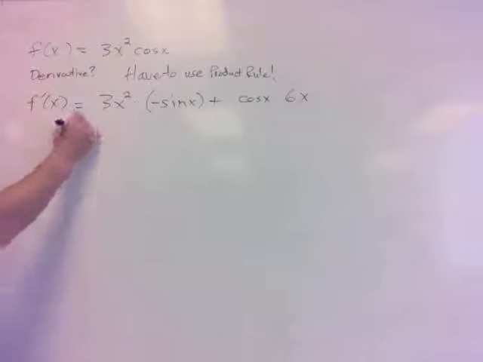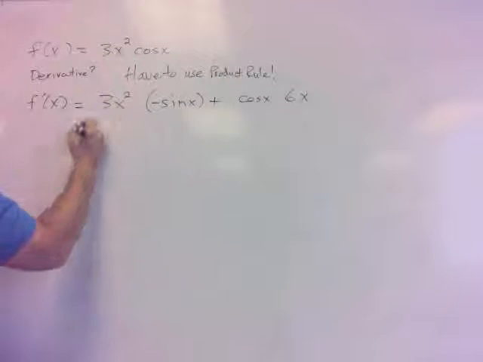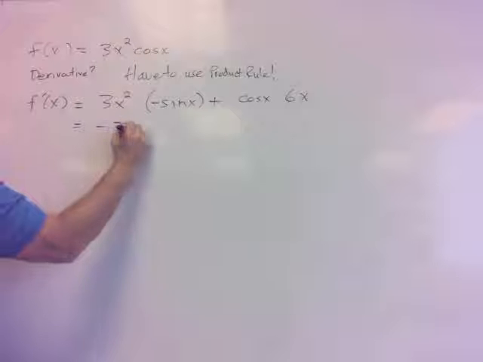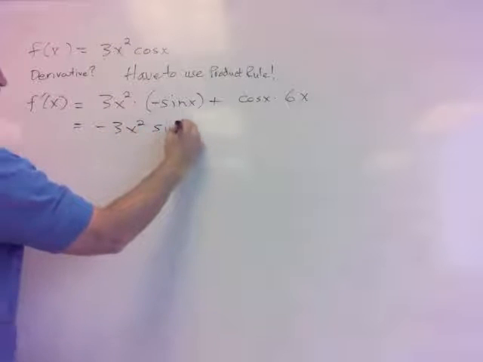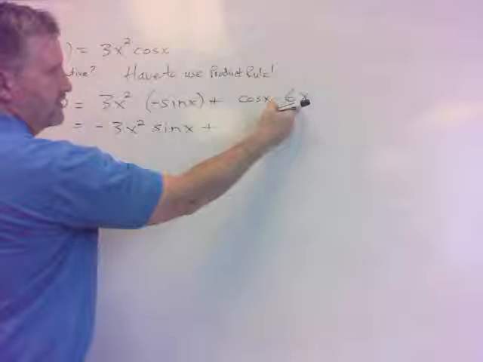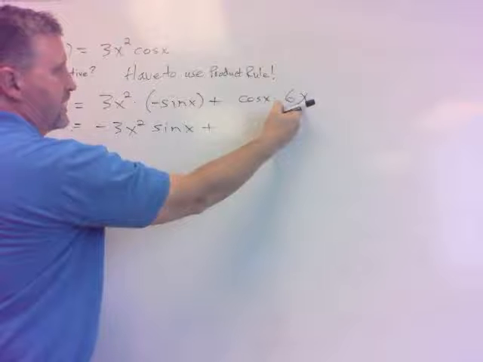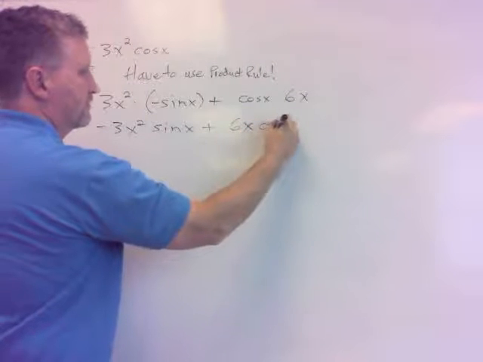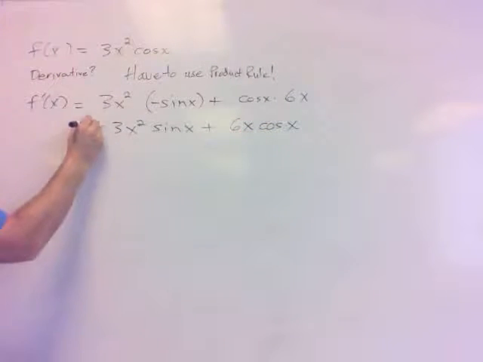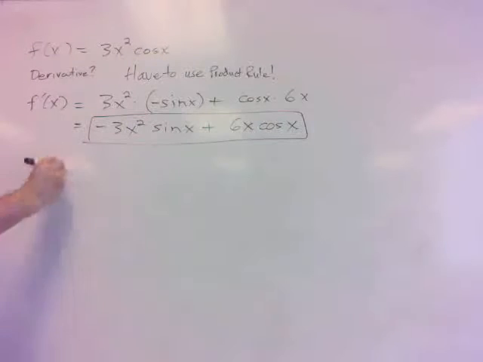Clean it up a little bit. 3x squared times minus 1, so that would be minus 3x squared sine of x, plus, and usually you write the trig functions last, so let's just flip those around, make it 6x cosine x. Yeah, don't forget the product rule.